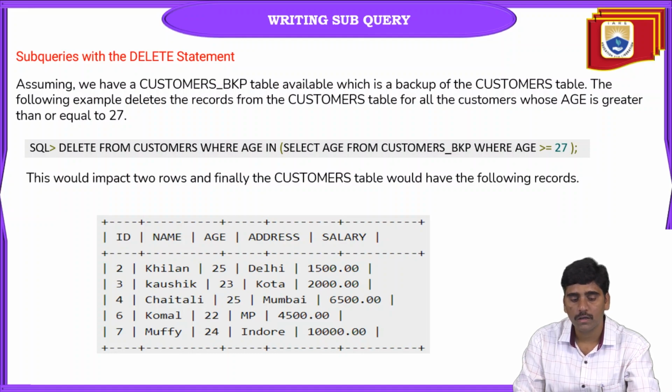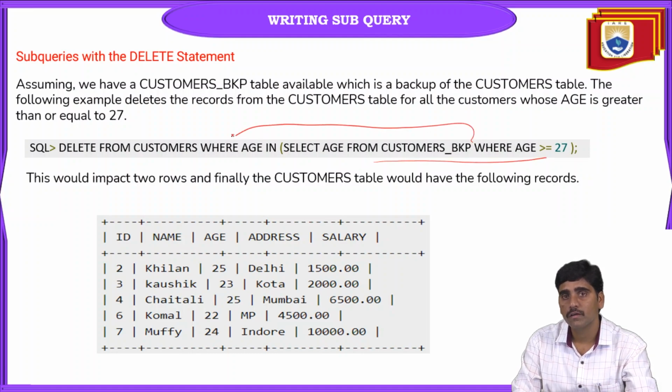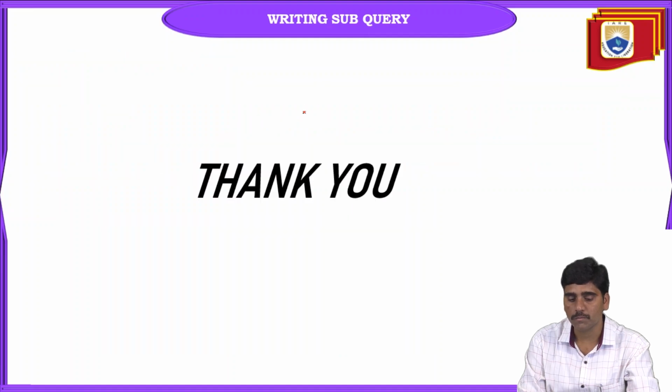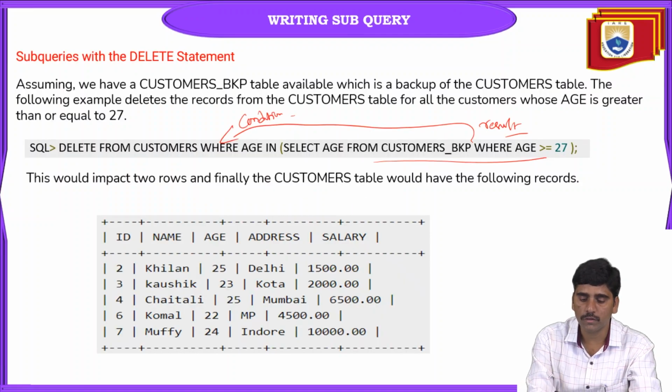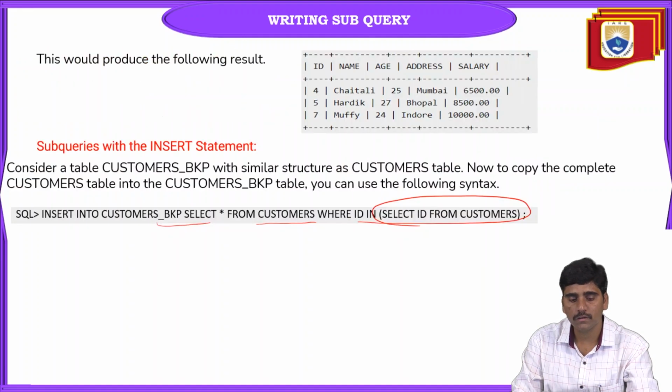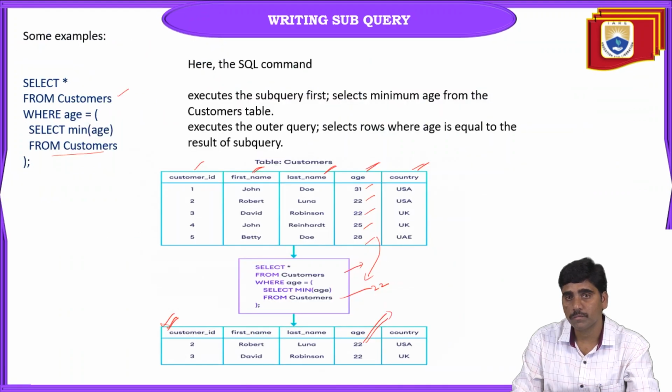We need to delete the values based on a condition from the result of the subquery, which will be acting as a condition for the main query. So here the result is from the subquery and it is the condition for the main query. So this is about the delete statement, insert statement and update statement.